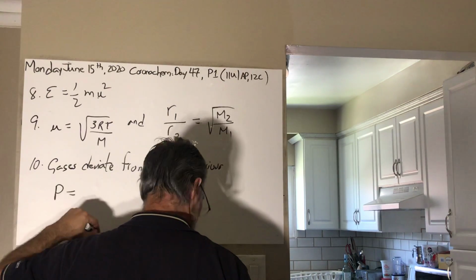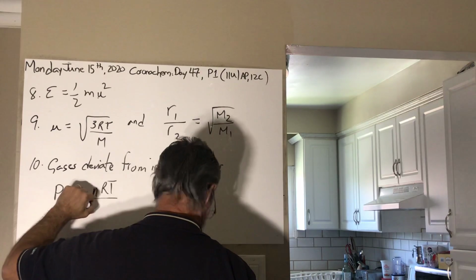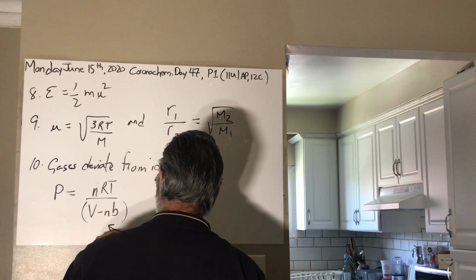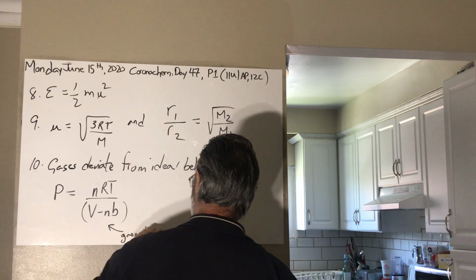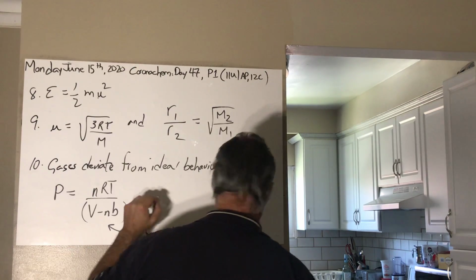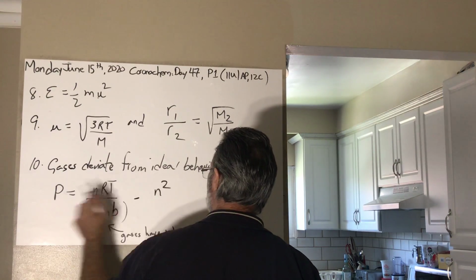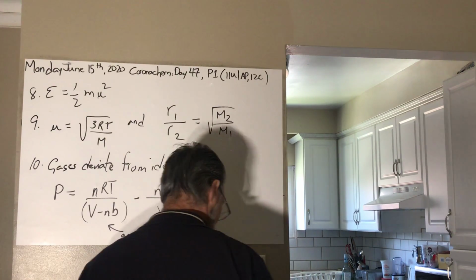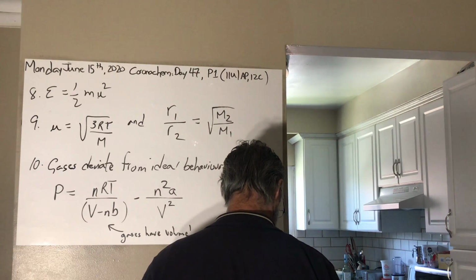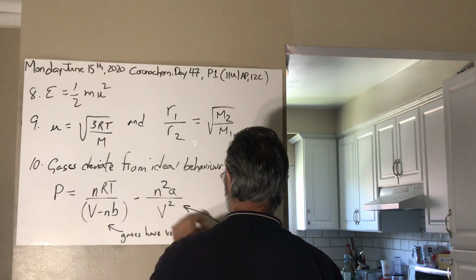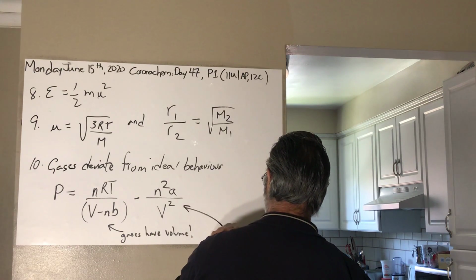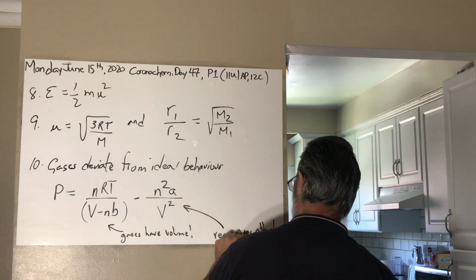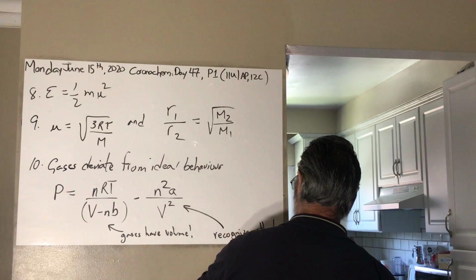And this is the formula. P is equal to nRT over V minus nb. This part here is the acknowledgement that gases do have volume. And the next part is that the pressure is reduced by the fact that gases are attracted to each other. So this term recognizes attraction between molecules.